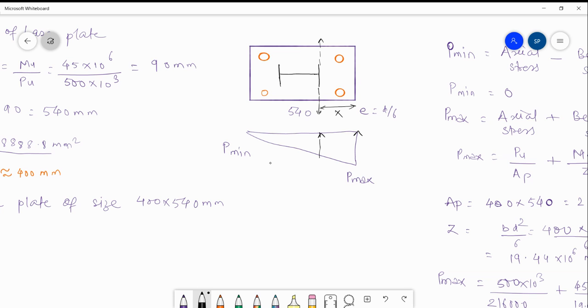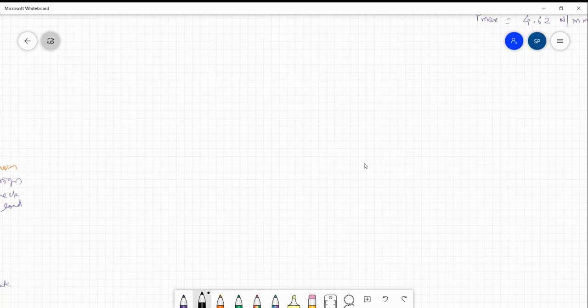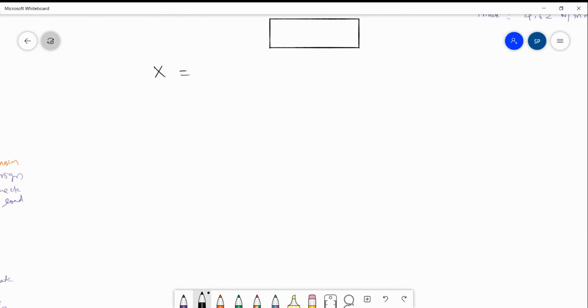Now to calculate X, this X we can calculate. Suppose this base plate is there, and in between the column is provided, and this is the critical section location X.